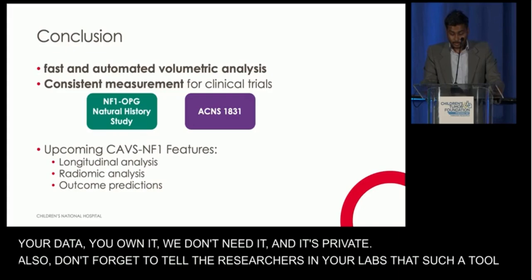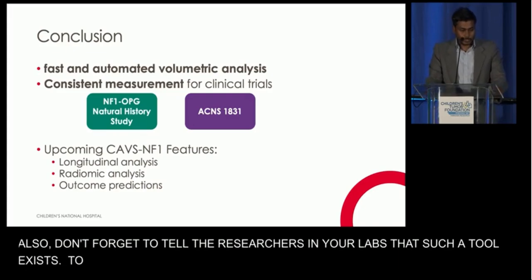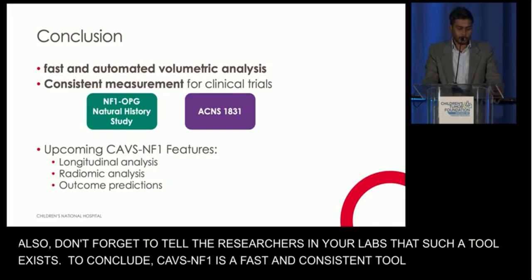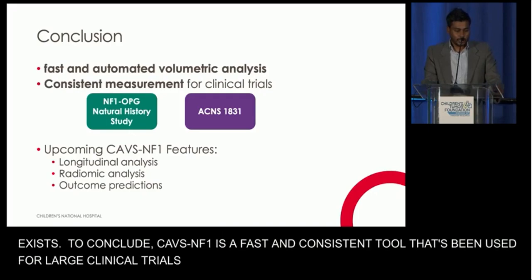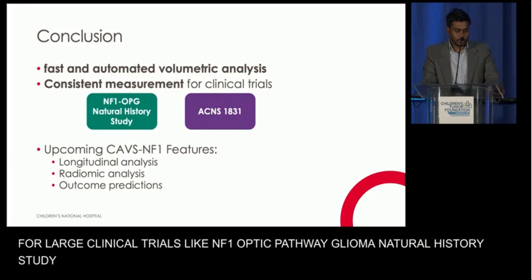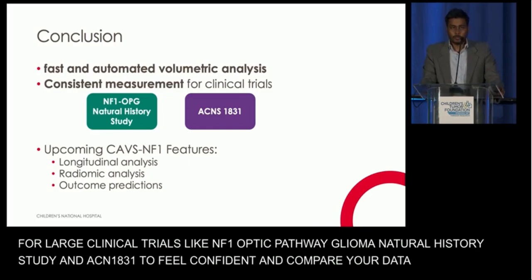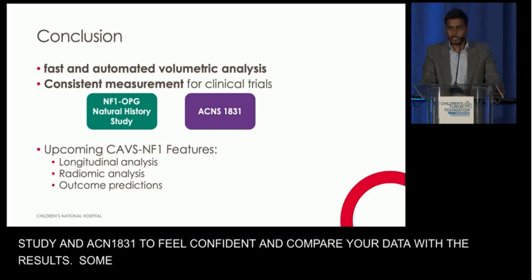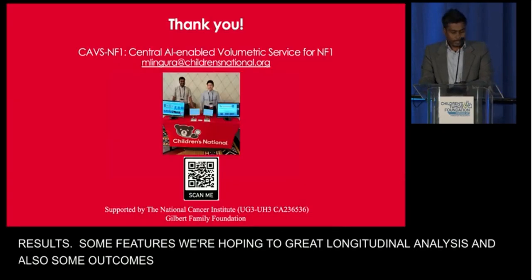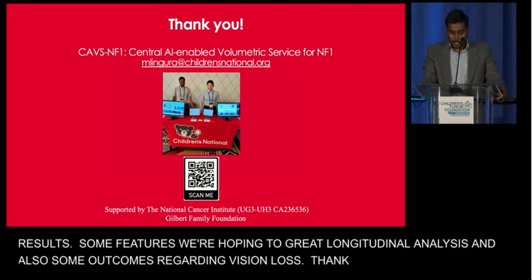To conclude, CAVS-NF1 is a fast and consistent tool that's been used for large clinical trials like the NF1 OPG Natural History Study and the ACNS 1831. So feel confident while you're using the tool and compare your data with these results. Finally, some upcoming features: we are hoping to integrate some longitudinal analysis, some radiomic analysis, and also some outcomes regarding vision loss.